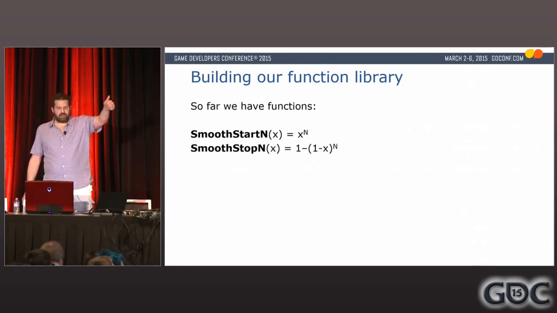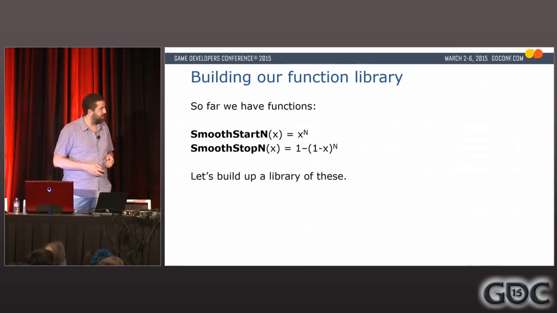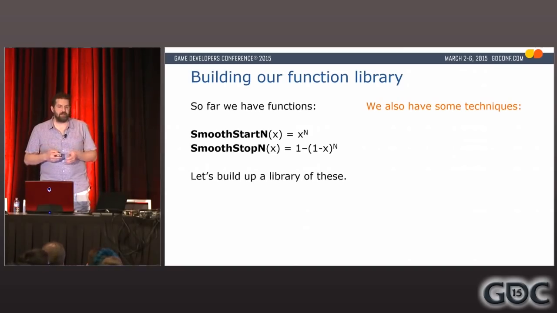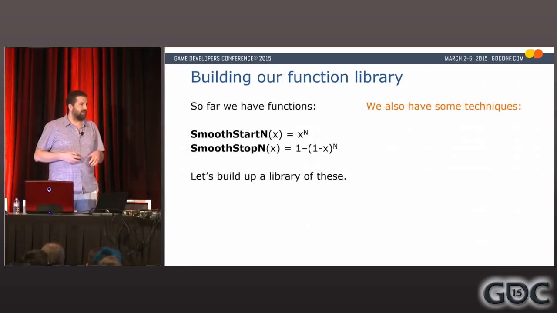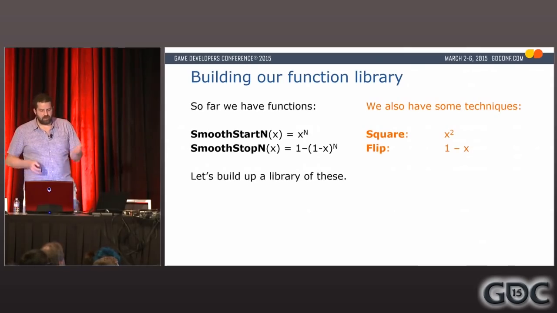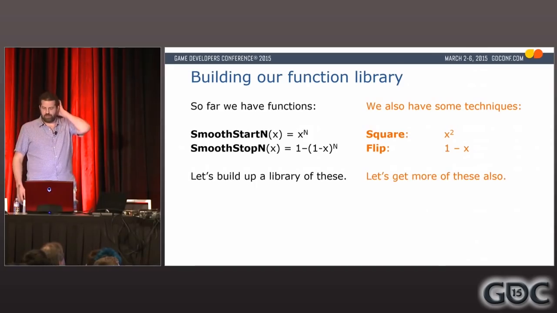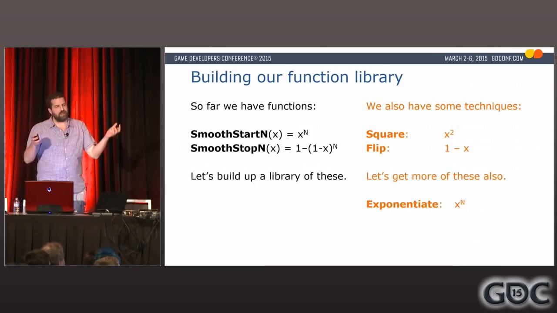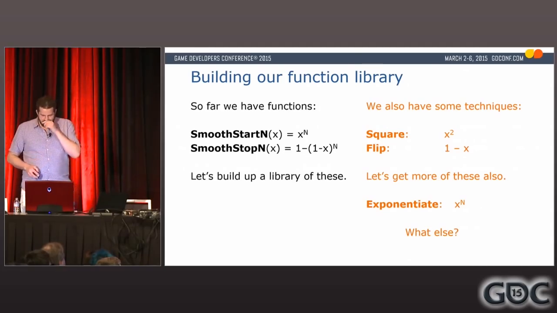So far we've got smooth start 2, 3, 4, 5, smooth stop 2, 3, 4, 5. So let's build a library of some more of these things. And we're going to invent them ourselves, right? So we're also going to be building a library or a collection of techniques that we can use to explore and discover these cool easing functions. So far we've tried squaring things and flipping them. And already that's been pretty successful, right? Let's get some more of those. Obviously, when I say squaring, I mean raising it to a power, right? So what else could we do?